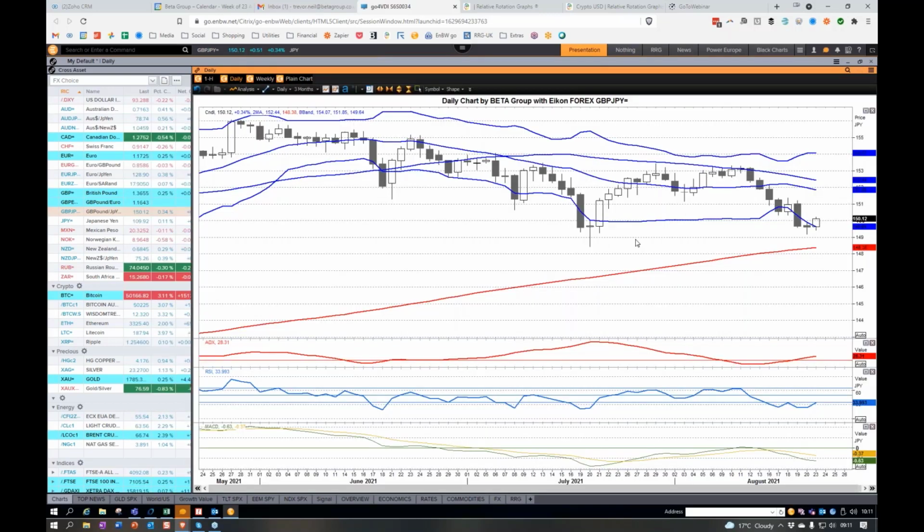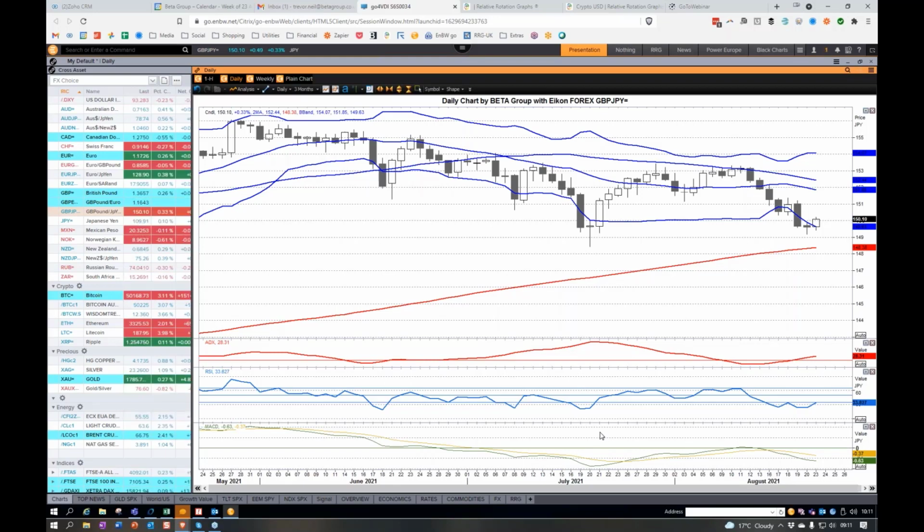So what are we doing? We're coming back to test this low here, and that's 148.44, and we've got a lower highs pattern, lower lows pattern. The technicals, the RSI and the MACD, are bearish. This does look as though, hopefully, you are short the pound and long the Japanese yen, because that's how that trend looks like continuing.